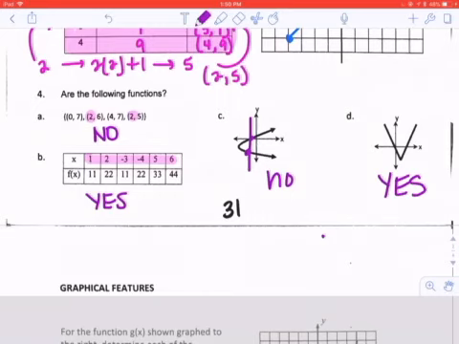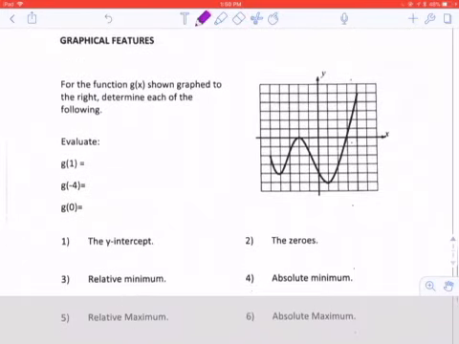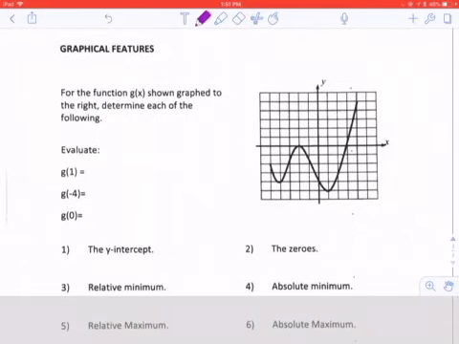Okay, now we're going to move on to page 39. So you're going to skip a few pages. We're going to come back and work on these together. And we have some more practice with all these features of a graph.